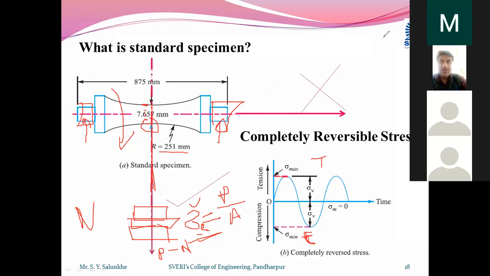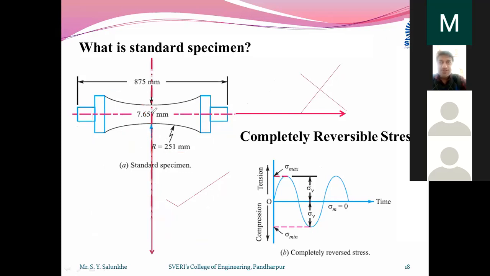Likewise, by means of this standard specimen and the experimentation we can do on it, we can create one graph which will indicate the value of stress on the y-axis and the number of cycles on the x-axis. It is called the S-N curve. Instead of sigma, you can use S for the stress, and it is known as S-N, where S is stress and N is the number of cycles.